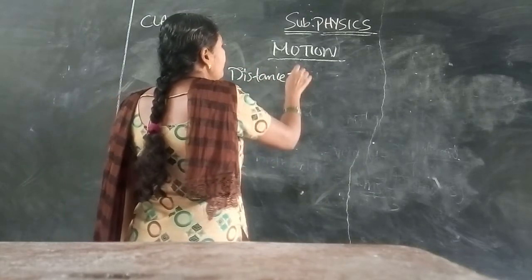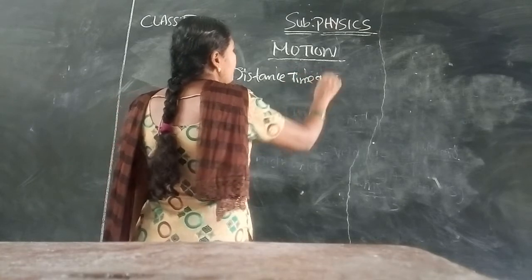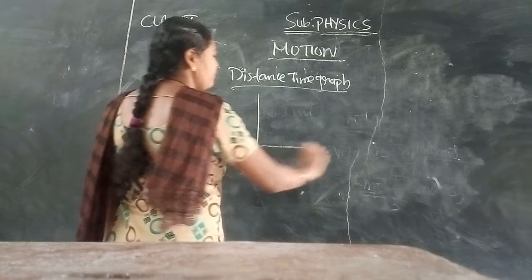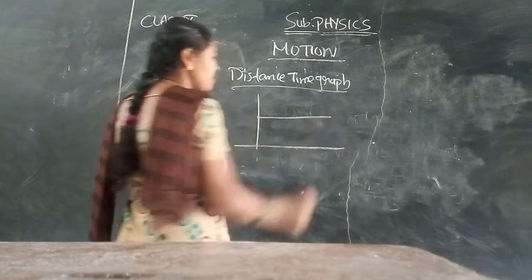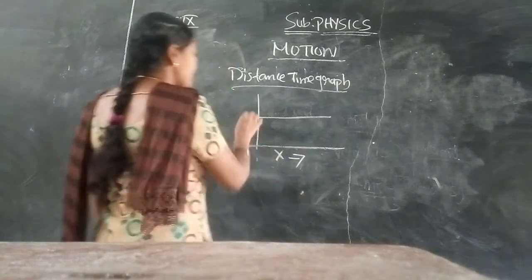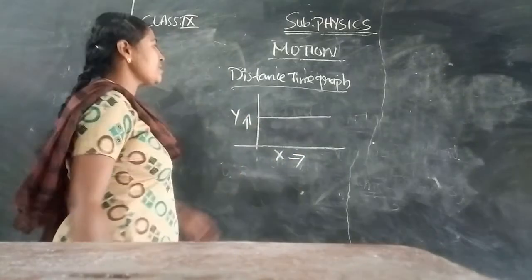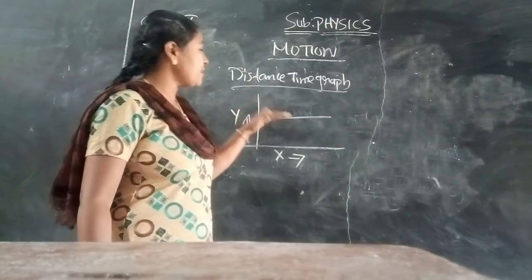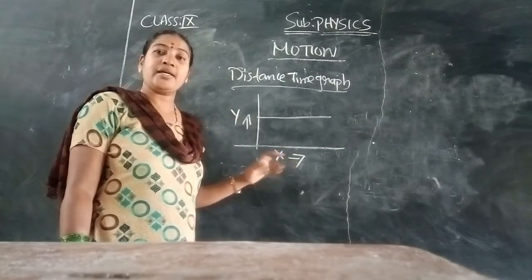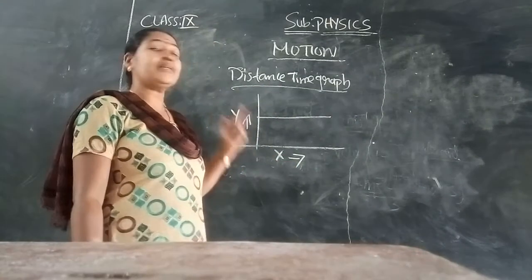In that, mainly what I have explained in the distance time graph is when the object is in the rest position. When the object is in the rest position, the graph is exactly parallel to the x-axis. If you consider this as the x-axis and this is the y-axis, the object which is at rest, that is exactly parallel to the time axis. Okay, so this is the first graph for the distance time graph.